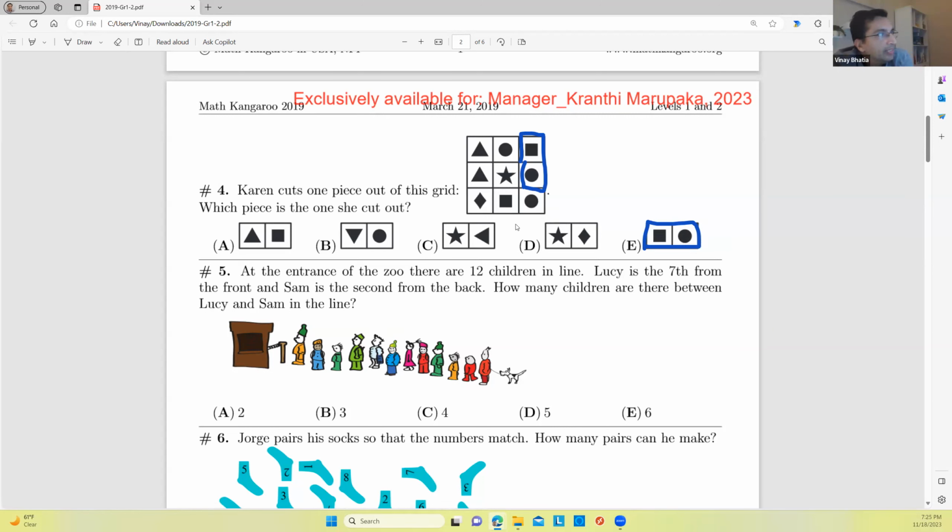Does everyone agree E is the right answer? Can someone explain why A or B are not the right answers?